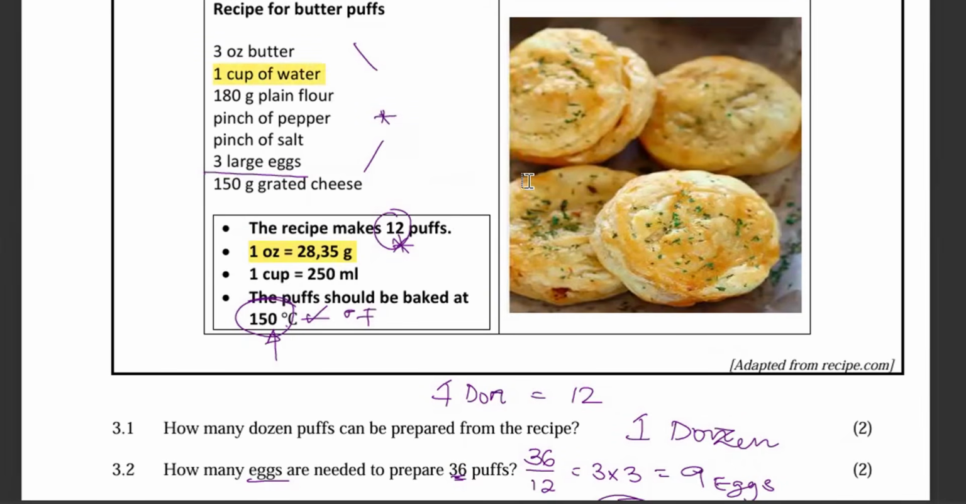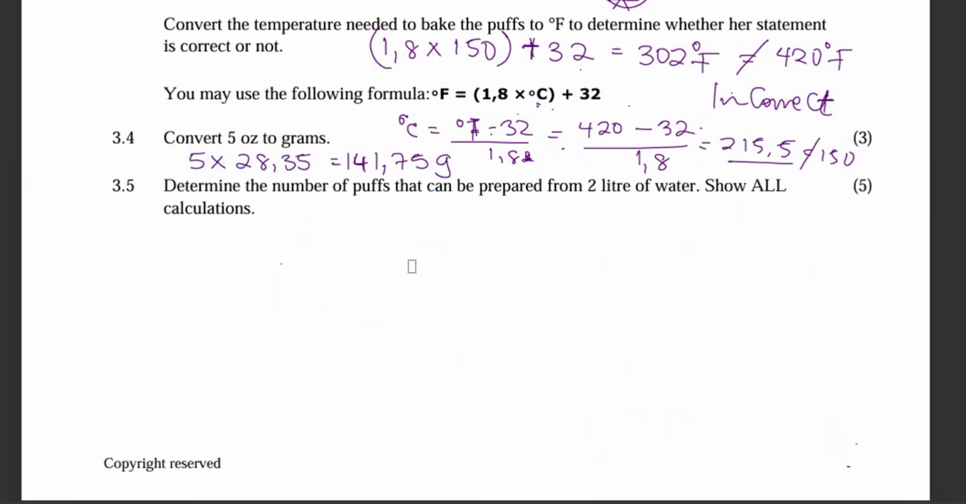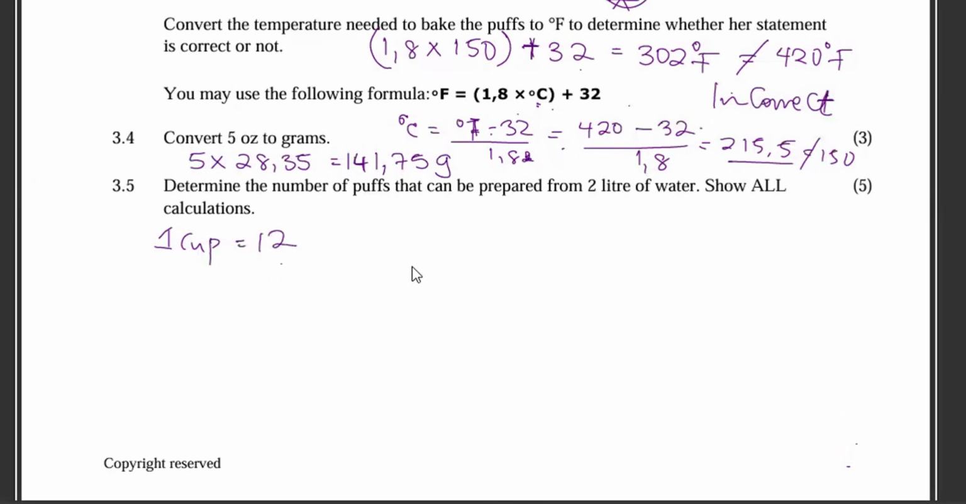Yet they have told us 1 cup is equivalent to 250. Okay, put that in your head. Let's come down and you see. So, learn how to do this. We are saying 1 cup gives 12 of them, 12 puffs. Understand? The cup, it's not in liters, yet we are given liters. So what to do is change the 2 liters into cups.